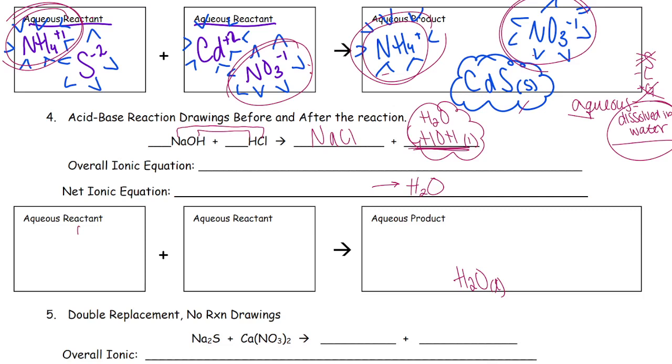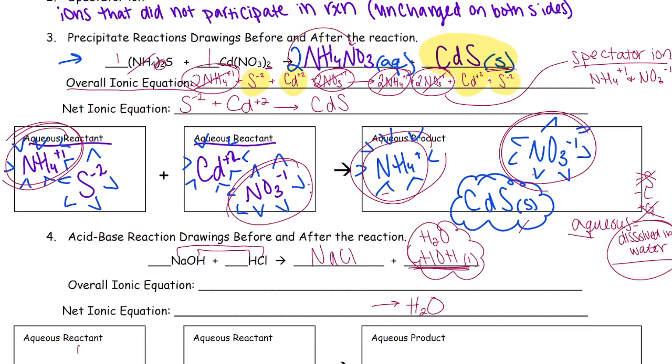Yes? What was the spectator ion for the top one? The spectator ions were ammonium and nitrate.